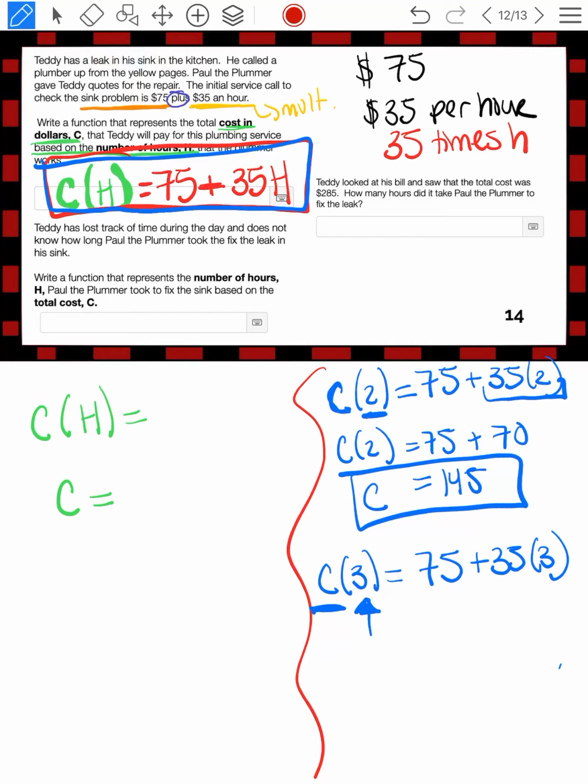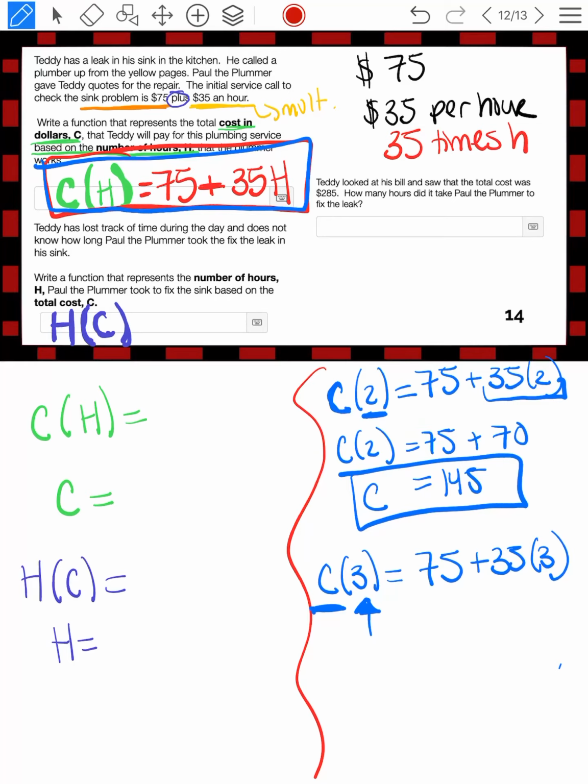Part 2 asks you for the reverse. Teddy lost track of time and does not know how long Paul the plumber was there. So we want to write a function this time that will help him find the number of hours he was there based on the cost. So like say he found the receipt and he knew how much it cost, but he wanted to figure out how long that meant the plumber was there. So we're now trying to find H of C, the number of hours based on the cost, or shorthand you could just write H equals.